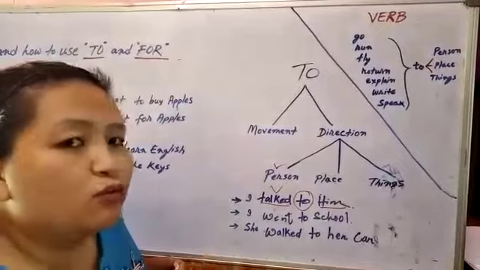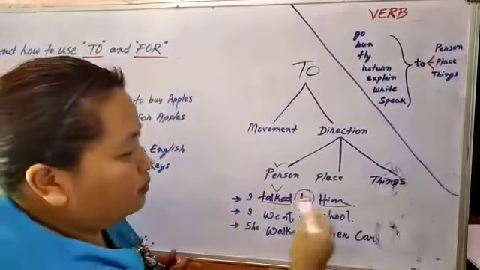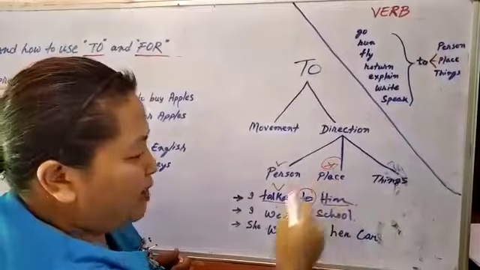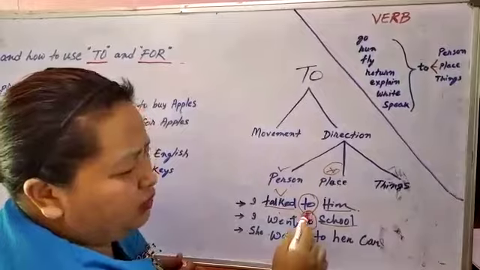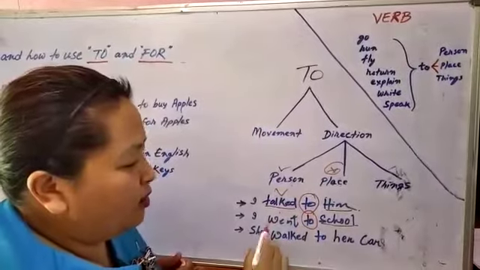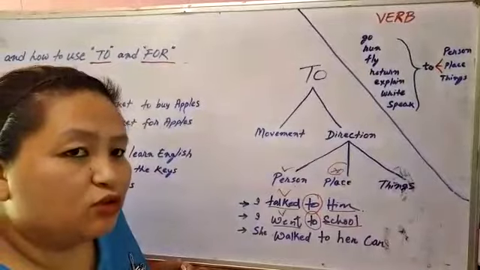Talk means you move your lips. Okay, and then we'll come to the second, place. I went to school. School is a place. We use "to" here again. Why? Because of this verb, went, shifting from one place to another.